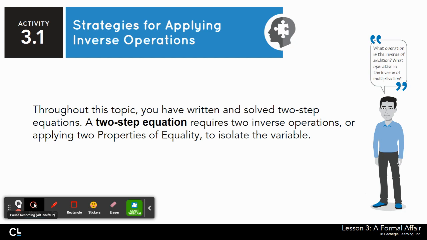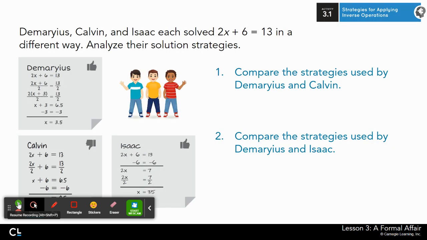All right, I'll read. It says, throughout this topic, you have written and solved two-step equations. A two-step equation requires two inverse operations or applying two properties of equality to isolate the variable. Demarius, Calvin, and Isaac each solved 2x plus 6 is equal to 13, what we just solved, in a different way. Analyze their solution strategies.